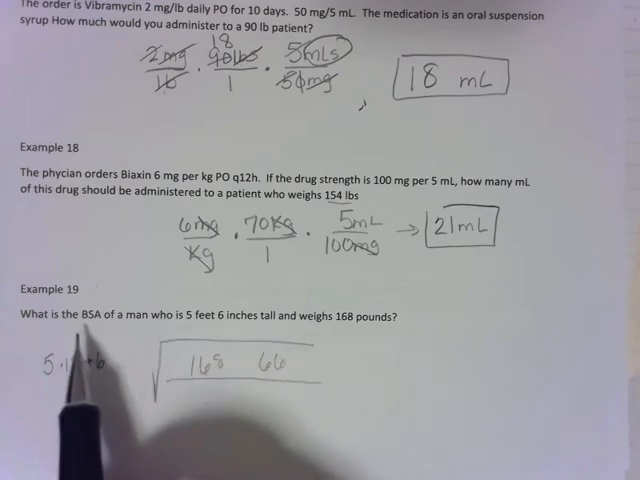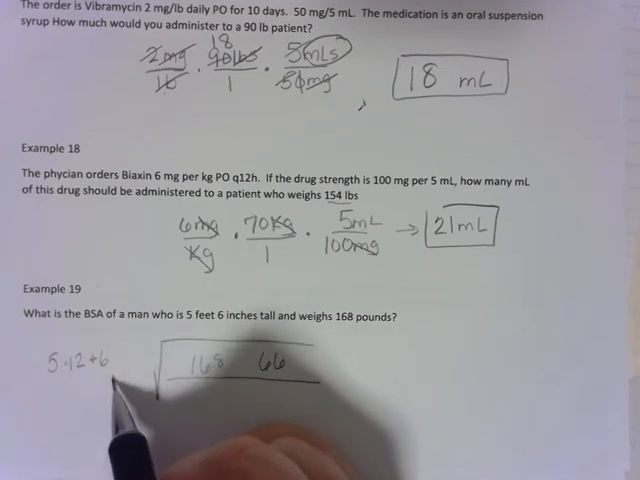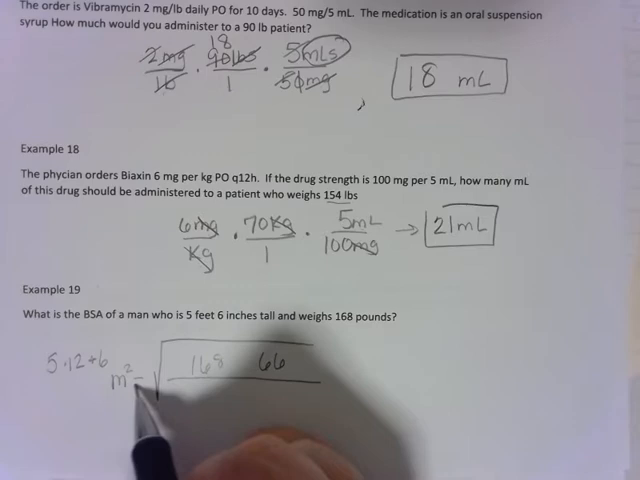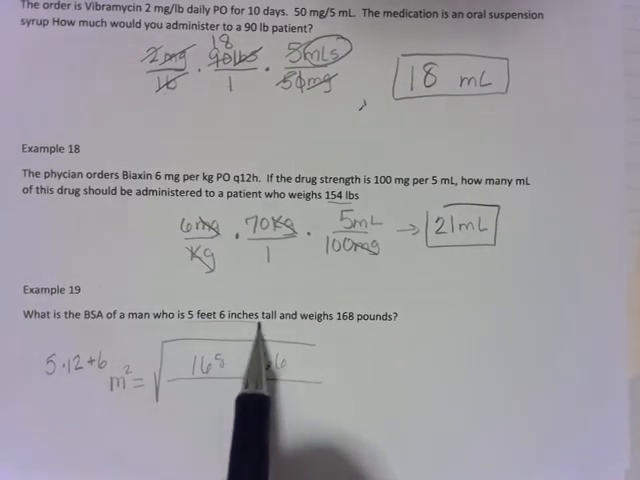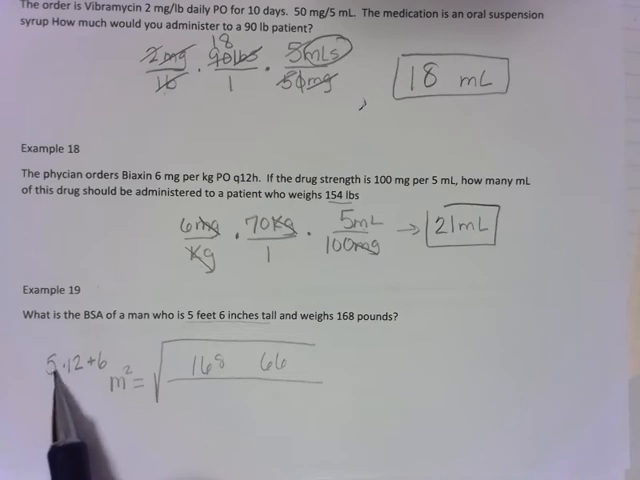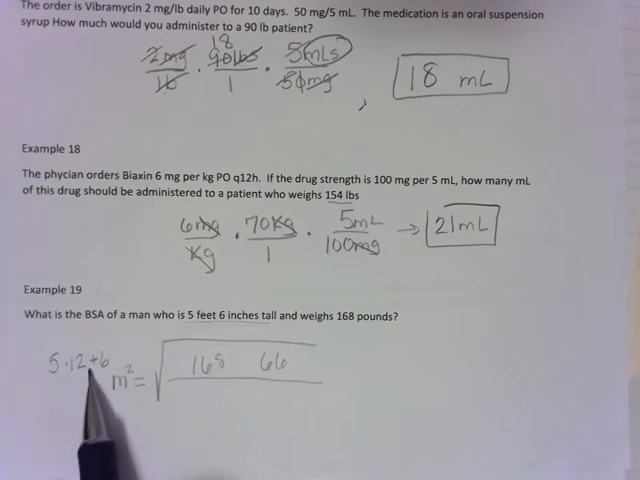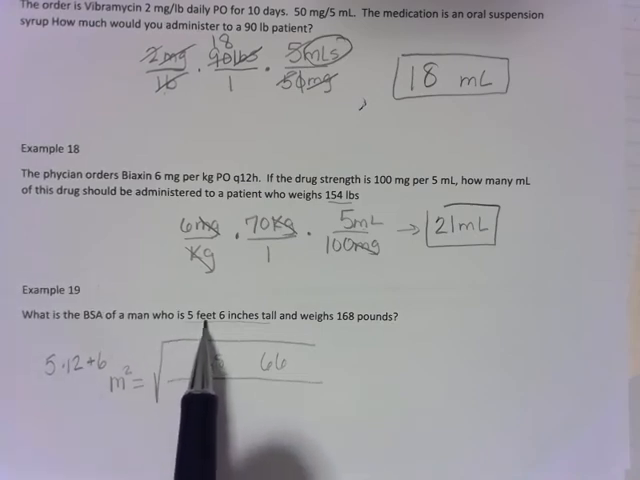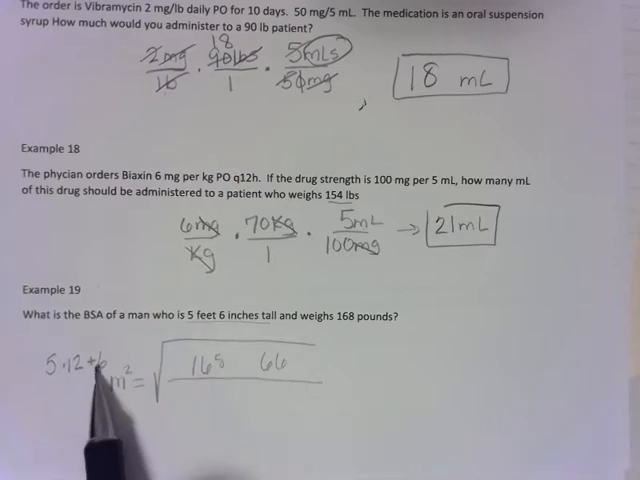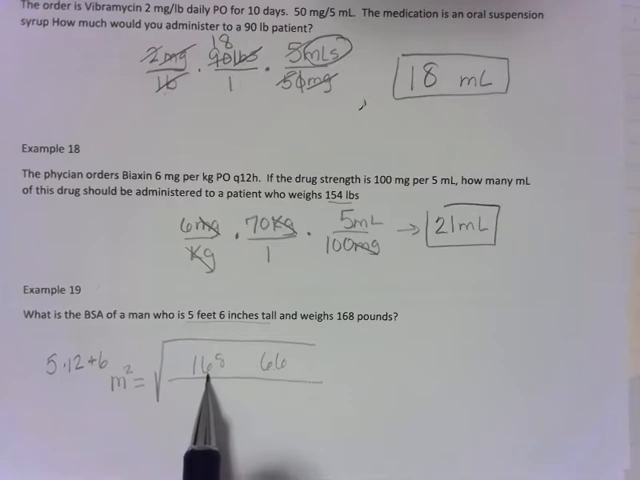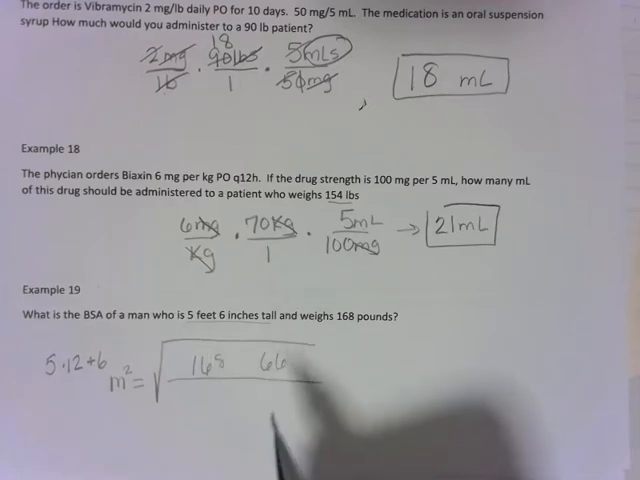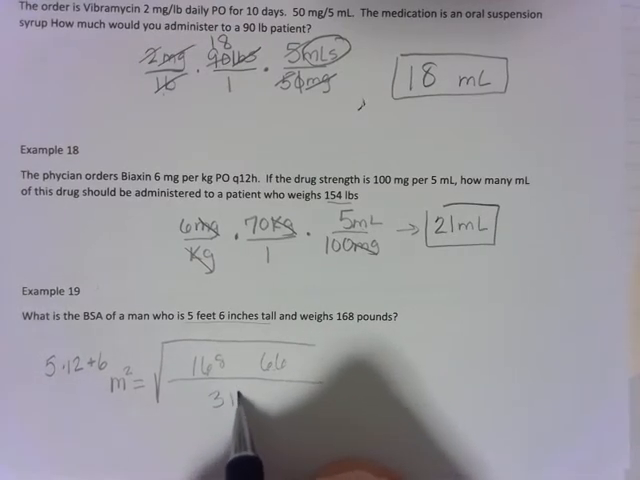So here we're finding the BSA. Our answer is going to be in m squared. We have to put this all in inches. So I take 5 times 12, because there's 12 inches in a foot, plus my 6 to get 66. My weight in pounds divided by 31.